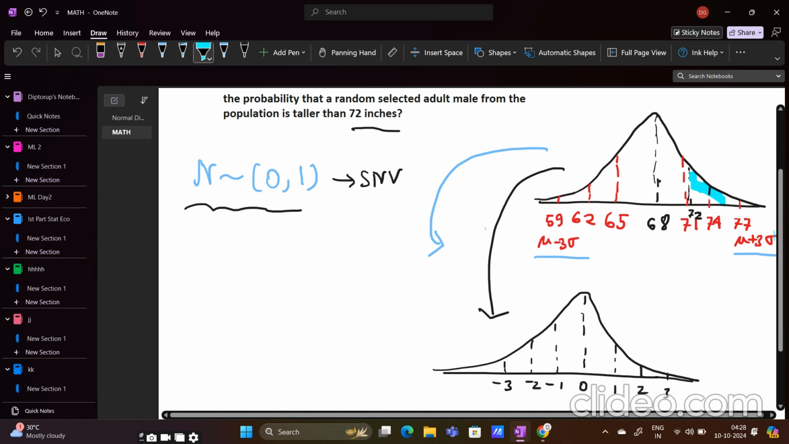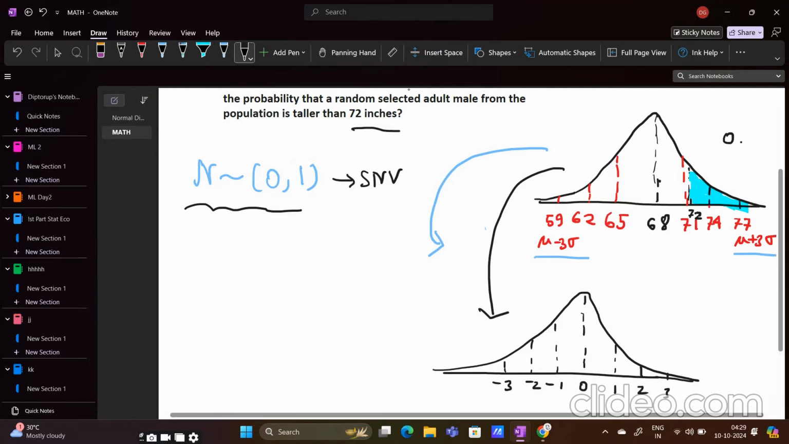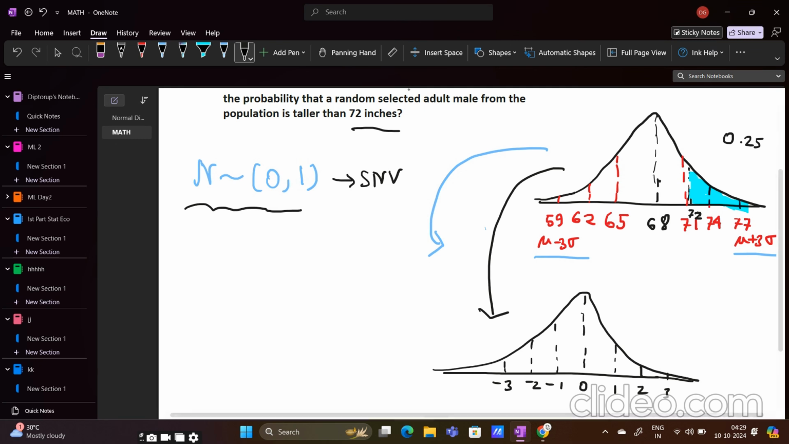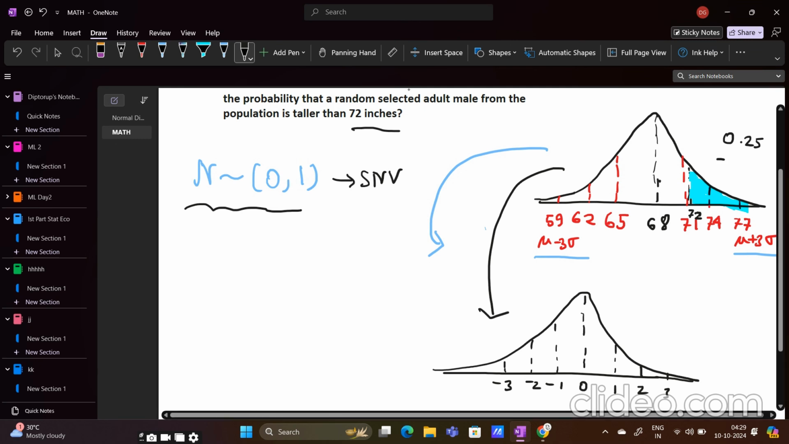If we are successfully able to calculate this area, then we can answer. Suppose this area is 0.25. Okay, that means the probability that a randomly selected adult male from the population is taller than 72 inches is 25%.